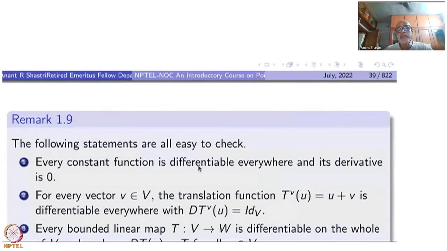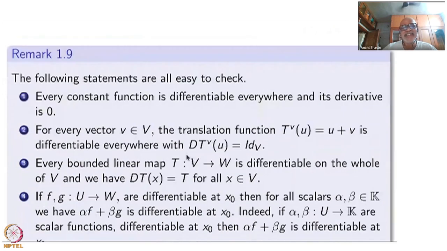Okay, the following statements are all easy to check, exactly as in the case of one variable calculus. Every constant function is differentiable everywhere. Everywhere means on the whole of V, wherever it is defined. And its derivative is always zero. The derivative at all the points is zero for a constant function.